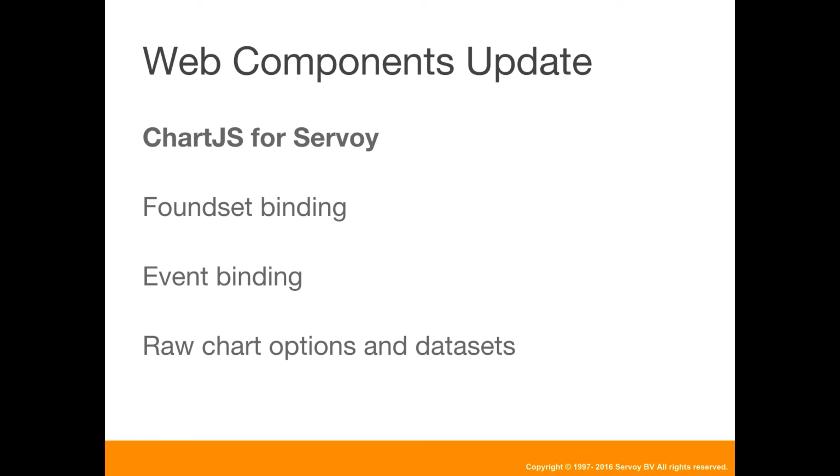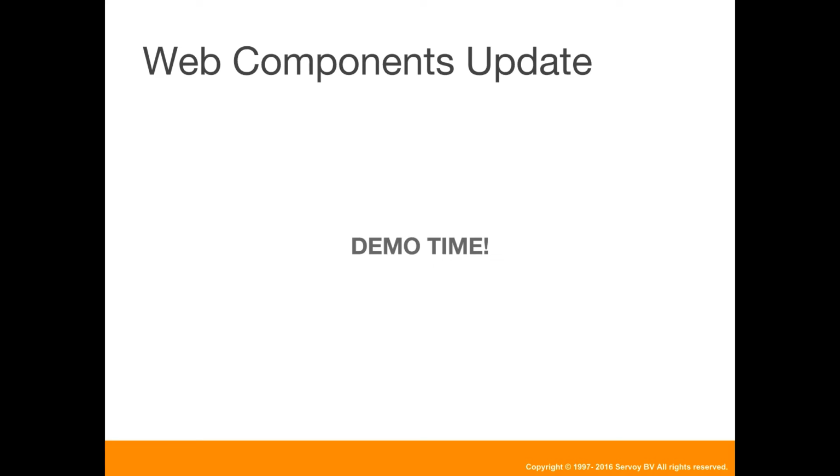We also have started with the event binding, and so you can handle events that happen down in the browser on the component itself. And we also leave open the raw chart options and data sets that can be passed in, so that your data might come from elsewhere other than a found set. It might be something programmatic or something hard-coded. So if you want to go directly to the component, you can use the full options that are available, and we'll take a look at what those look like.